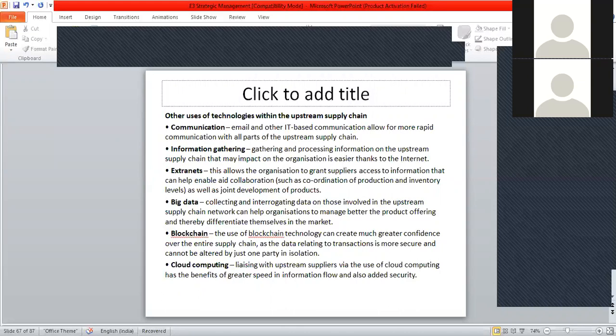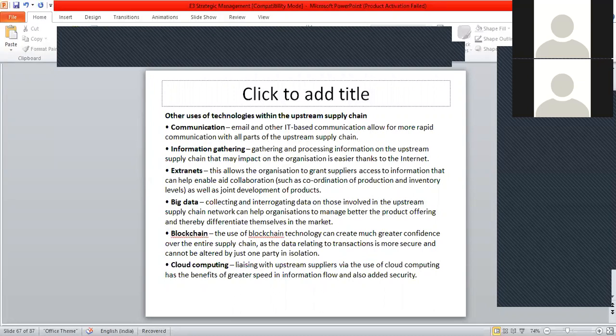Then you must have learned by now what is big data. Data which is big or large in volume. So what does it mean? Big data is collecting large volume of data, analyzing this large volume of data so that they can interpret this data and draw some conclusions. That is big data.